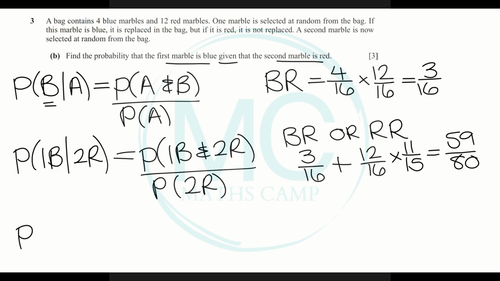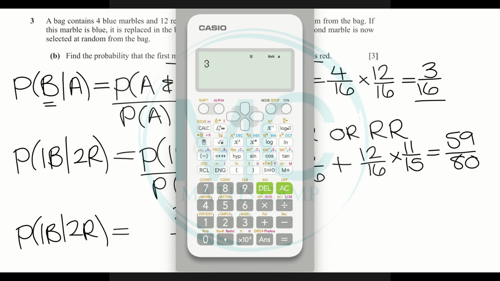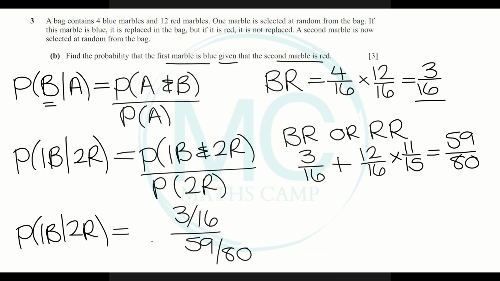So I can say the probability that the first marble is blue, given the second marble is red, is equal to probability the first marble is blue and the second marble is red, 3 over 16, over probability the second marble is red, 59 over 80. Let's put this into my calculator. 3 over 16 over 59 over 80 is equal to 15 over 59.